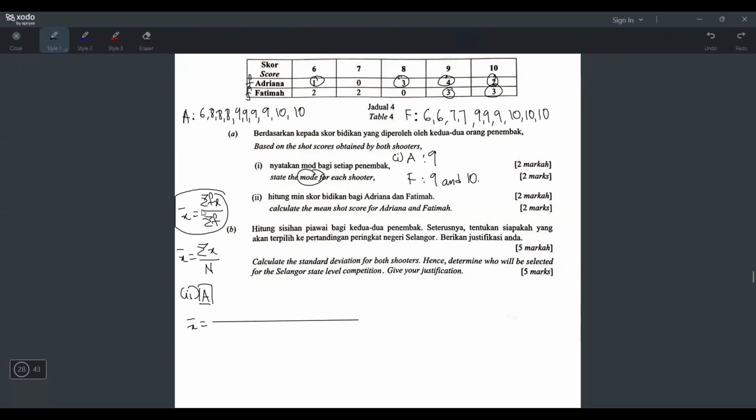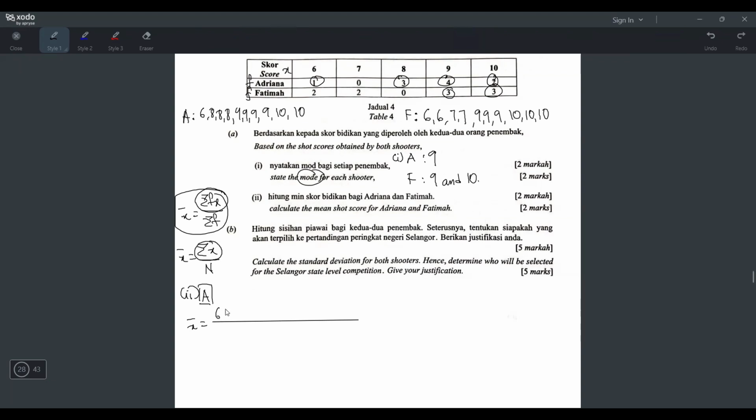Okay, the formula says you have to take the total x. Okay, the sum of all the x. X is the data lah. In this case, is the score. But I said already, I will use the atas punya formula. You know why? Because if I take the sum of x, it will be what? 6 plus 8 plus 8 plus 8 plus 9 plus 9 plus 9 plus 9 plus 10 plus 10. Can also lah, but it's a bit slow.